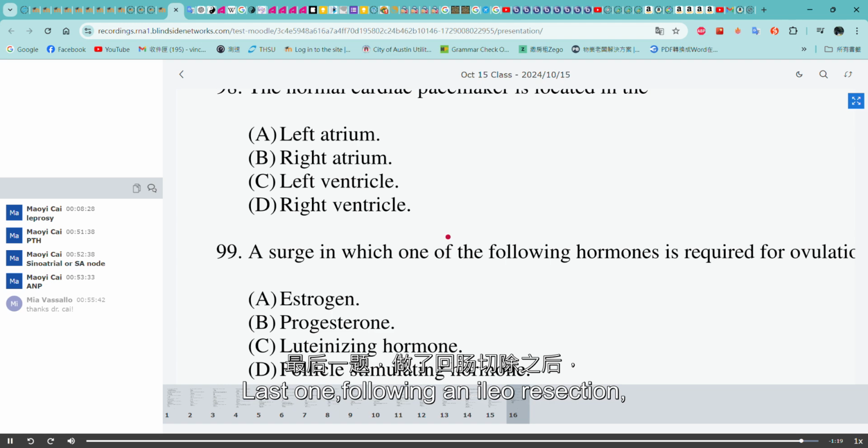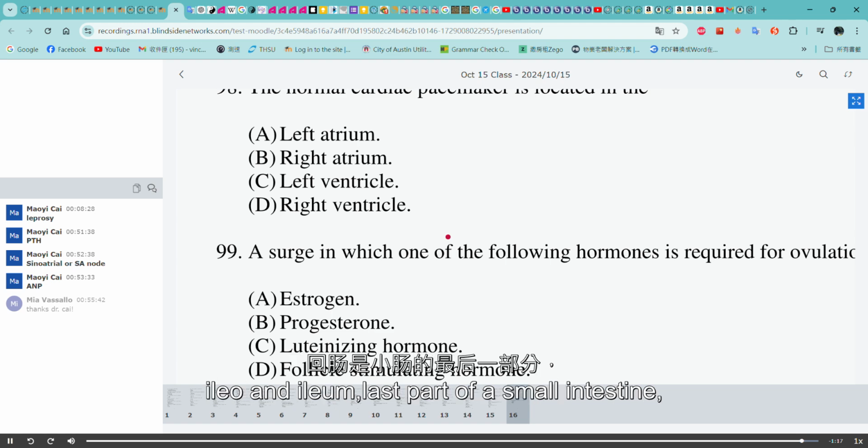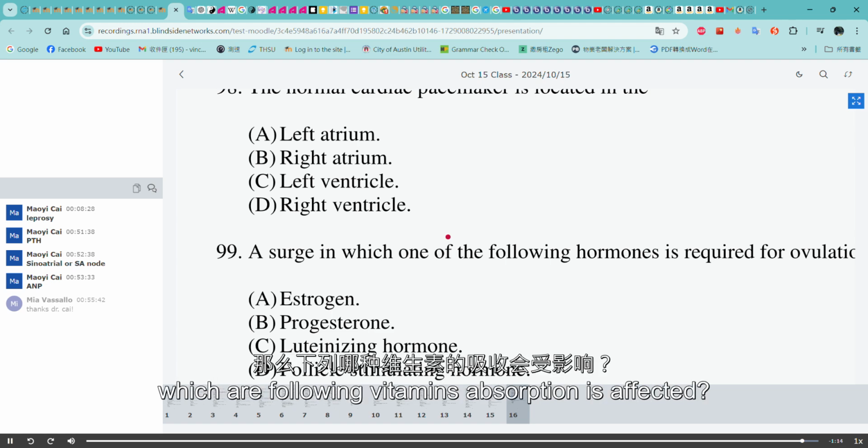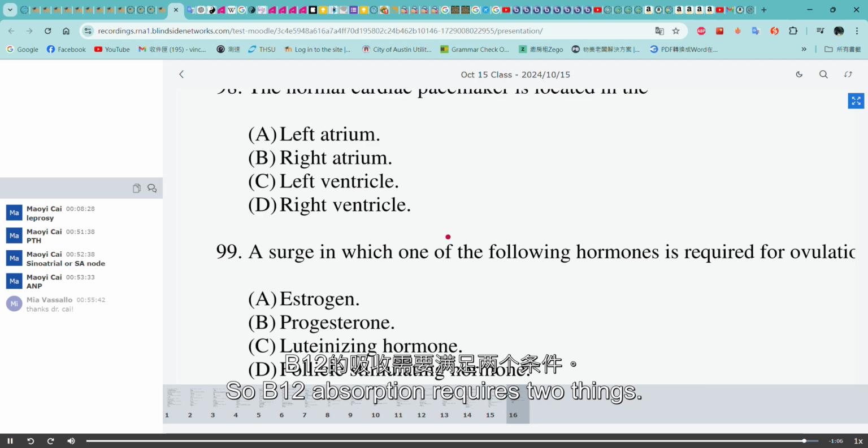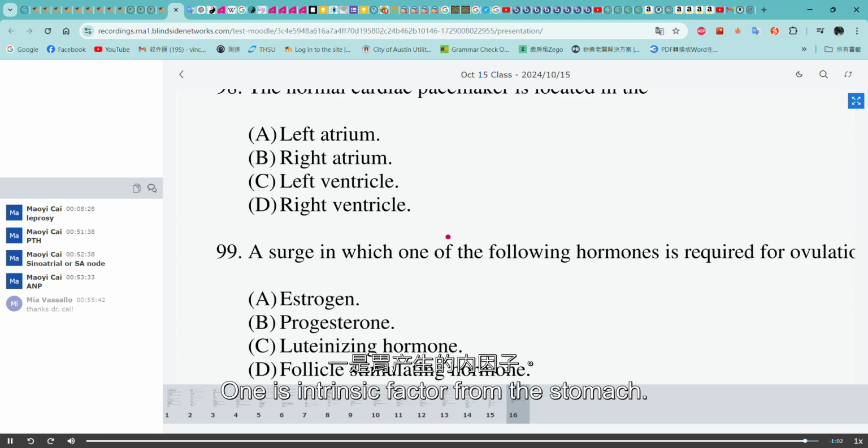Following an ileo resection, ileo is ileum, the last part of the small intestine. Which of the following vitamins' absorption is affected? Well, obviously, the ileum absorbs vitamin B12. So B12 absorption requires two things. One is intrinsic factor from the stomach. Second is you have to have a site, which is the ileum.